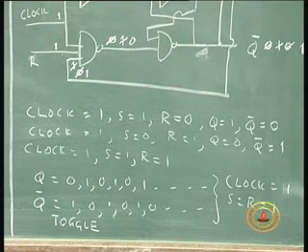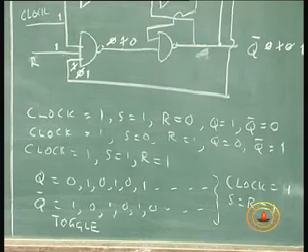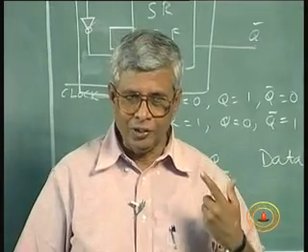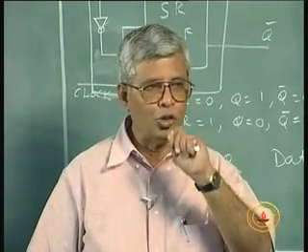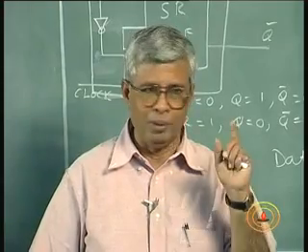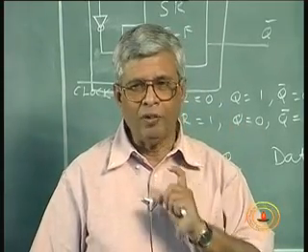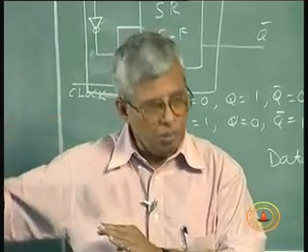As long as I keep this, the only way to stop it is to make the clock 0 or make changes in S and R. With S and R in the other three combinations, 0 0, 0 1, 1 0, no problem. It behaves exactly like an SR flip-flop. The moment you put a 1 1, as in the previous case, it becomes an operation which is not predictable.